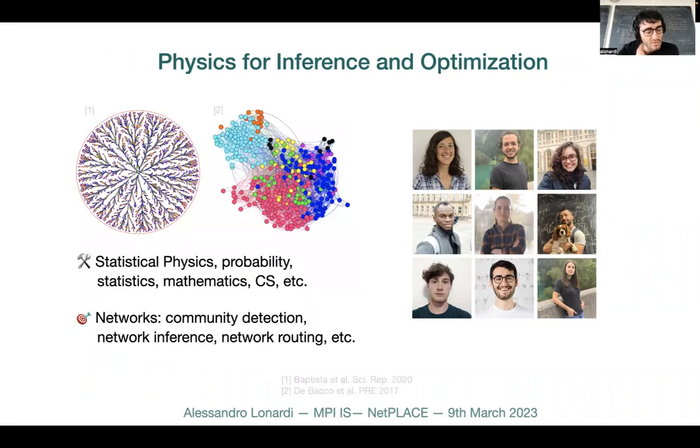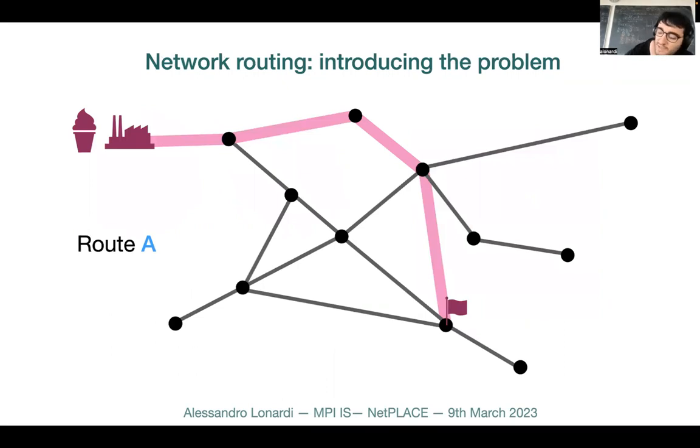We are quite a diverse group, and now I'm going to introduce you a bit more on our research. So what we do at the Basis for Inference and Optimization group is that we work on topics related to networks, for example, community detection, network inference, and network routing, using tools that come from different fields of science, for example, statistical physics, probability, statistics, mathematics, computer science, etc. So the main focus of my research and also the focus of the presentation of today is on network routing, and I'm going to explain what this means. And the tools that I use are basically all the ones that I listed, so I combine all of them into my research.